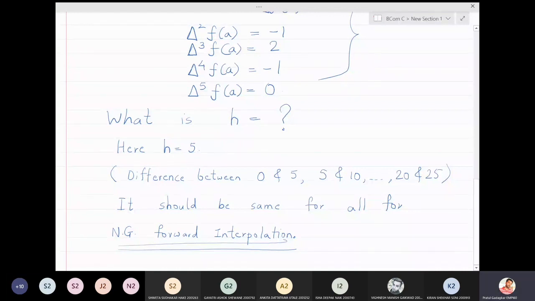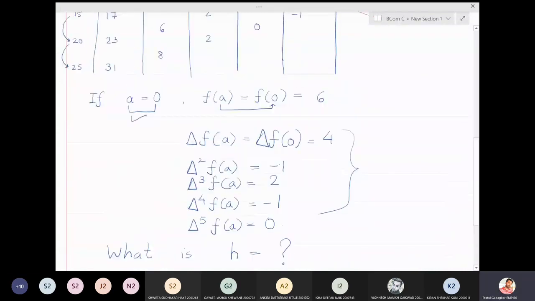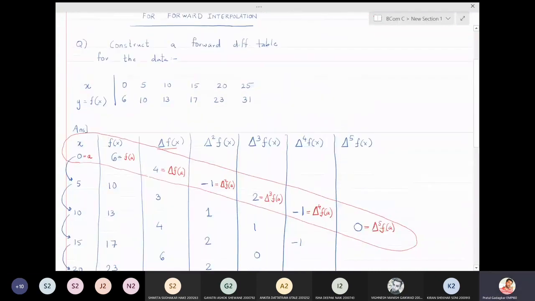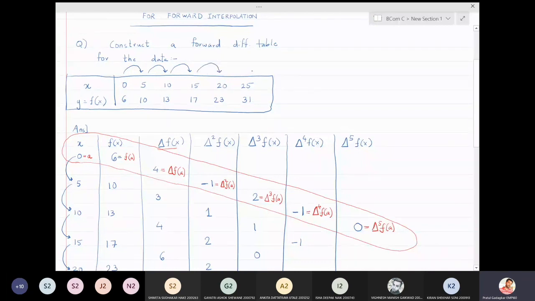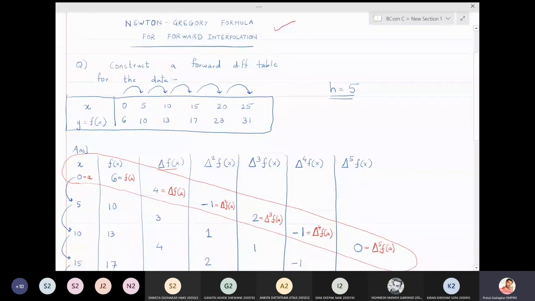what is the first thing that you should check? In the given question, suppose I want to solve something related to Newton's forward formula. I will first check, is the gap same? 0 to 5, 5 to 10, 10. Yes, the gap is the same everywhere. How much is that gap? That gap is 5. If that is same, then I can use this particular Newton's Gregory formula for forward interpolation.